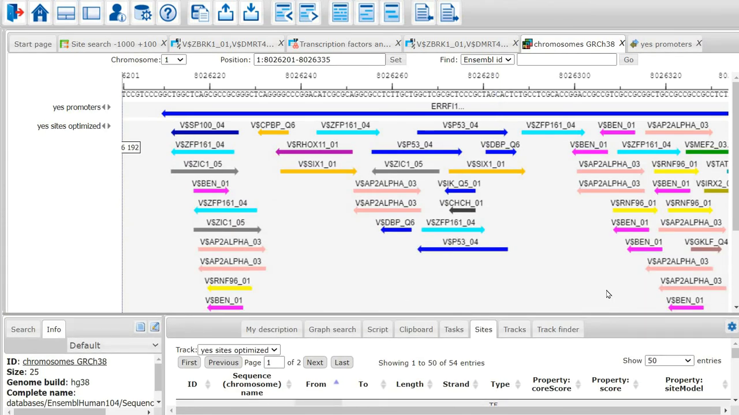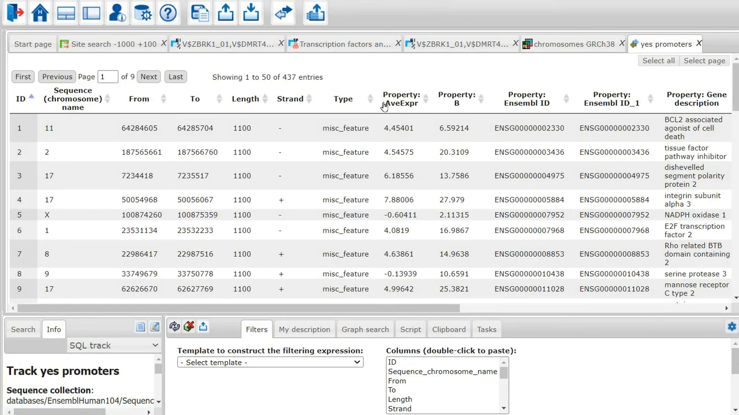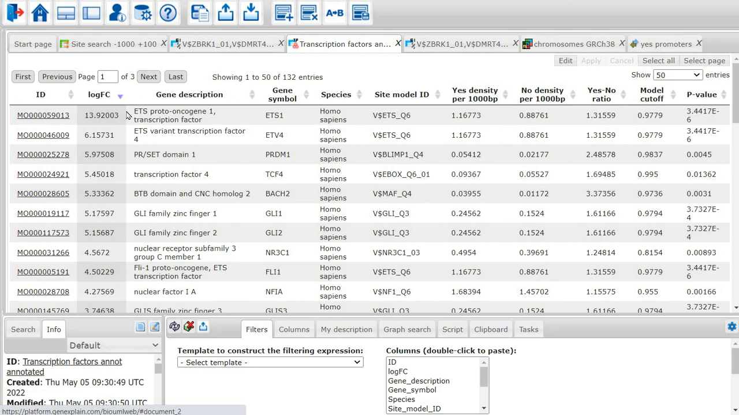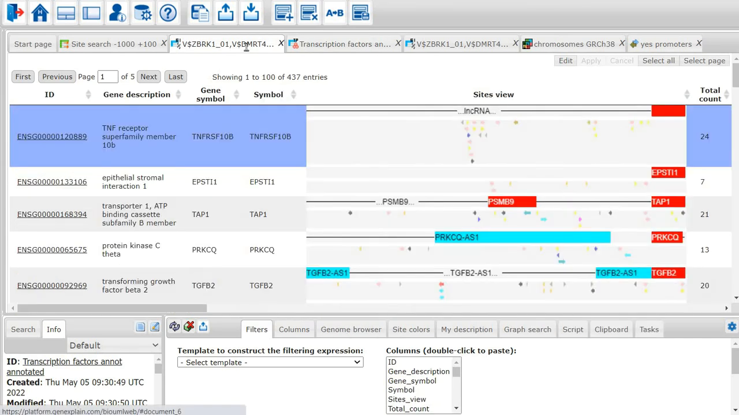To summarize, in this part I have shown the results of the promoter analysis. 437 promoters of genes upregulated in triple-negative breast cancer cells were analyzed. Transcription factor binding site enrichment identified regulatory transcription factors, and I have shown the visualization of identified transcription factor binding sites on these promoters.